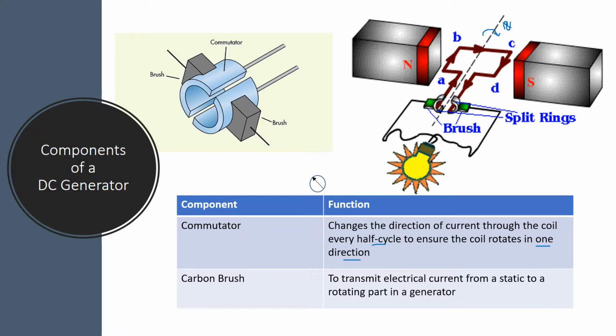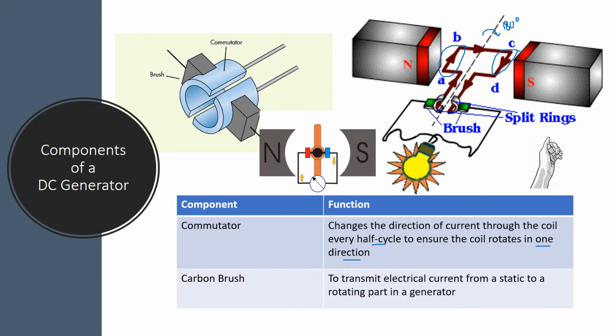So let's say this coil would rotate in a clockwise direction. Every time it rotates 180 degrees, the commutator would reverse the direction of current so that the direction of current would be maintained in these directions. So what this means is that it would ensure that the coil would not just rotate back into its original position, but instead produce a continuous cycle in a clockwise direction.